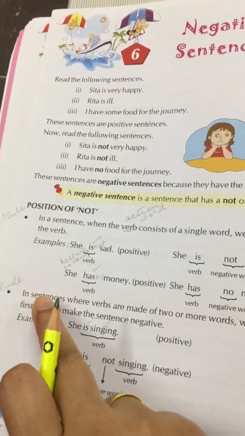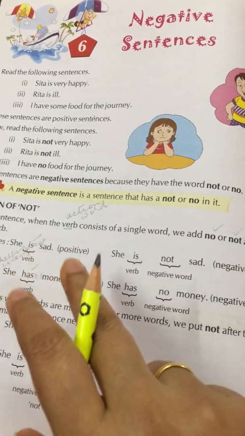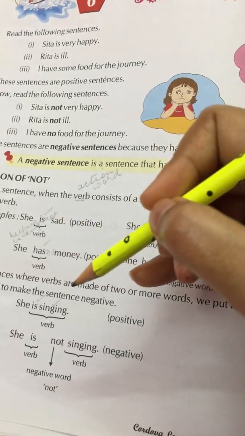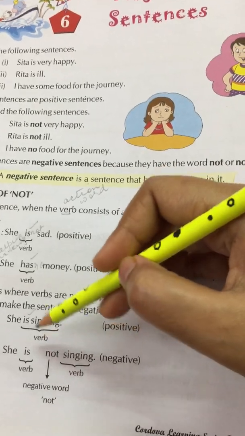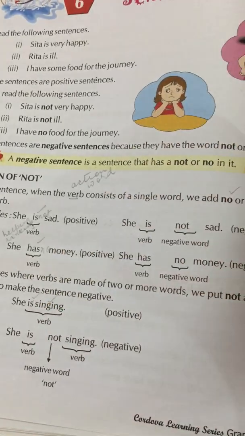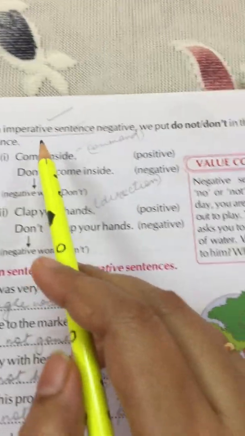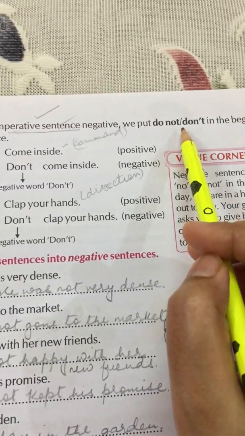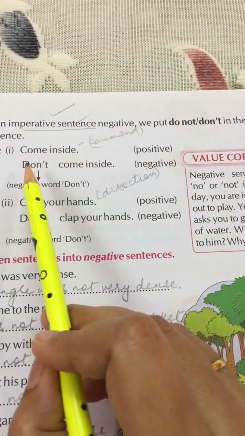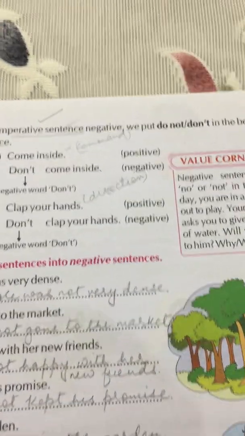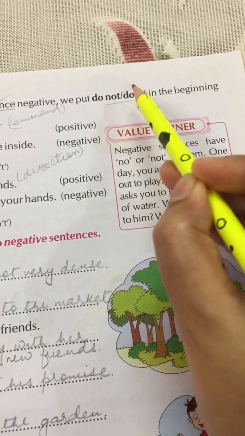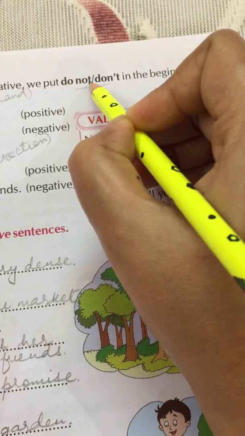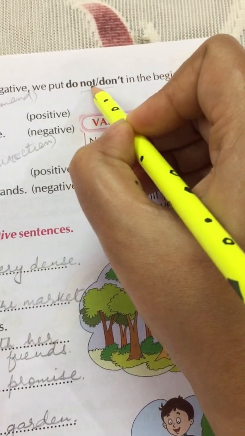Rule 2 says that whenever a sentence contains two or more than two verbs, in those types of sentences we will put the negative word just after the first verb. It is very simple. And in imperative sentences we will put the words do not or don't just in the beginning of the sentence, and it will make it a negative sentence. Do not and don't are the same words. Don't is a short form of do not.